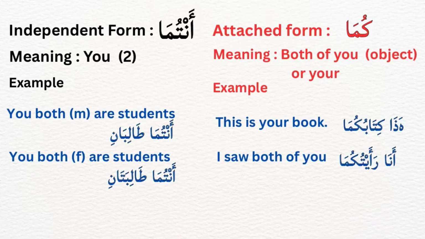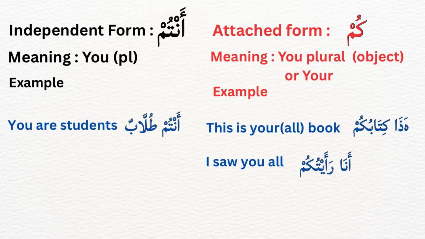For example, this is your book. هذا كتابكما. Addressing two people at the same time, this is your book. هذا كتابكما. Next example, I saw both of you. أنا رأيتكما. Next, أنتم. The attached form of أنتم is kum, which means you plural object or your. For example, this is your book. هذا كتابكم. Next example, I saw you all.